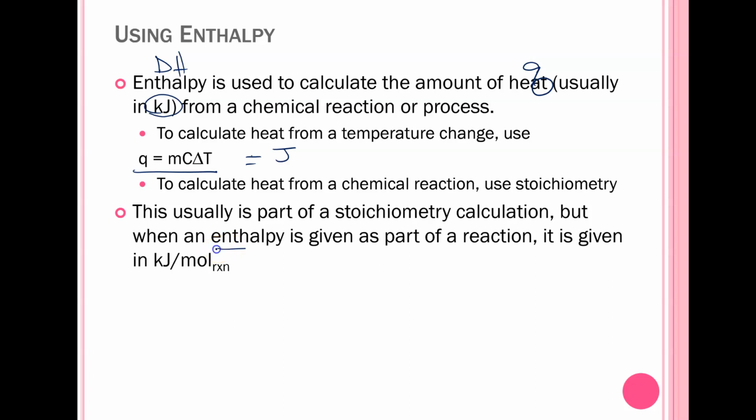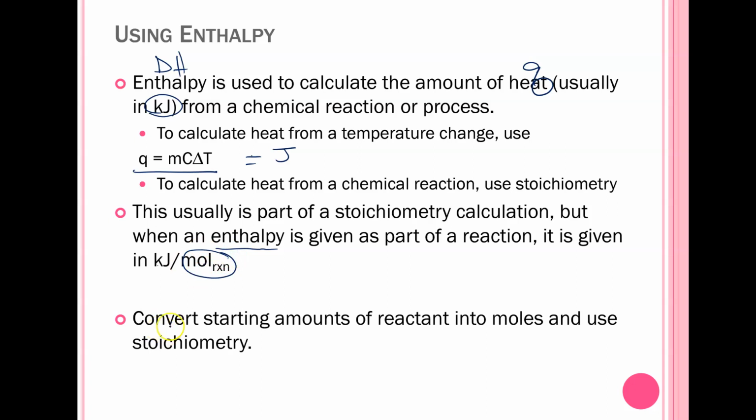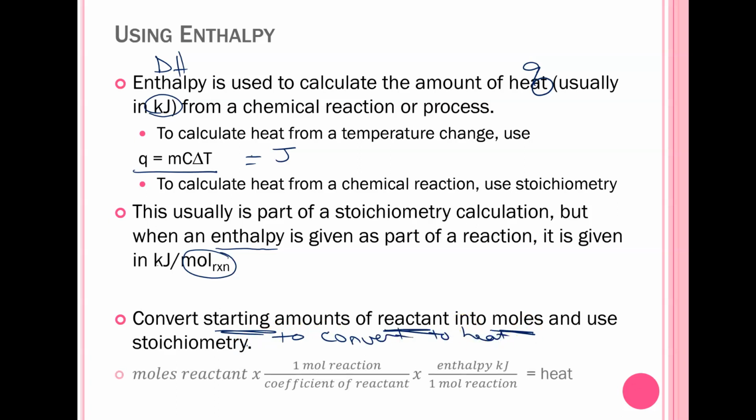But if enthalpy is given as part of the problem, it's given in kilojoules per mole of reaction. And this takes a little while to get used to, but you'll see how it works. It's not that bad. What you're going to do is you convert whatever your starting amount is into moles, just like every other stoichiometry, and you're going to use stoichiometry to convert to heat, which will be joules or kilojoules.